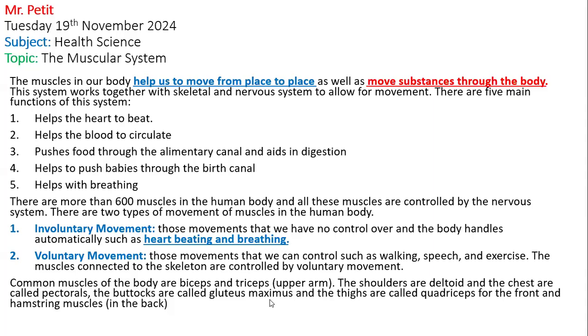Yes, sir. What are two types of movement for the muscles? Two types of movement. Involuntary and voluntary. Very good. Involuntary and voluntary. What's the difference between the two? Involuntary are the movements that we have no control over, and voluntary are the movements we have control over. Very good.